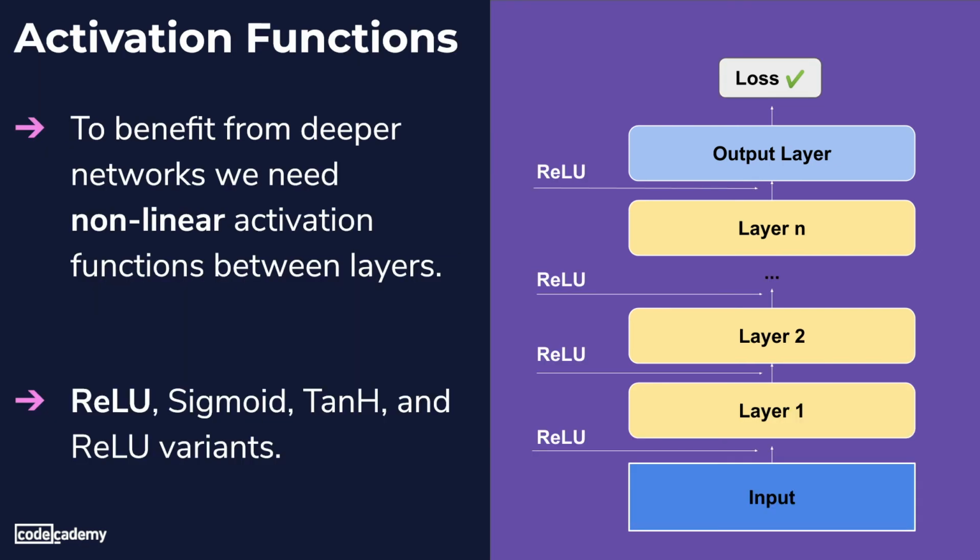Now remember, to benefit from deeper networks, we need to apply nonlinear activation functions between our different layers. Otherwise, our model is no different from one with a single layer. Usually, we use ReLU as our activation between intermediate layers. However, other options include sigmoid, tanh, and some of the ReLU variants.